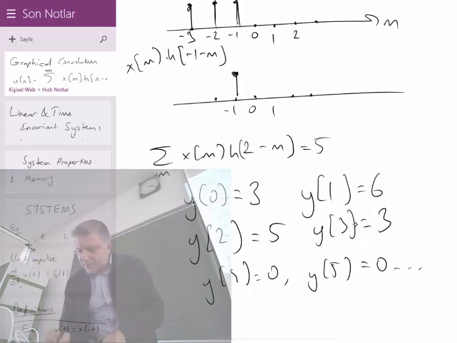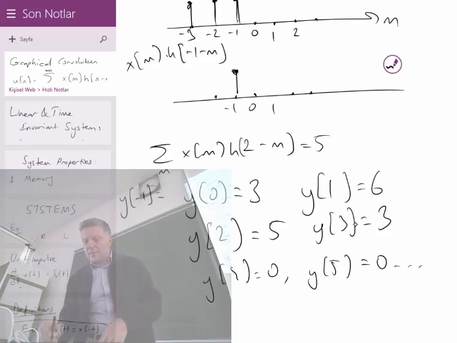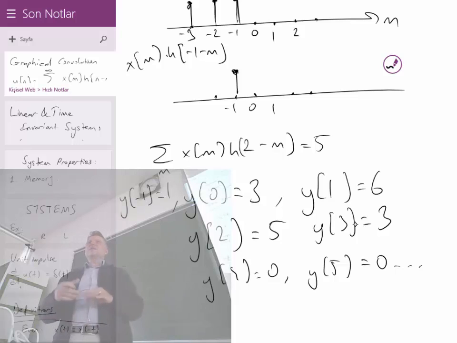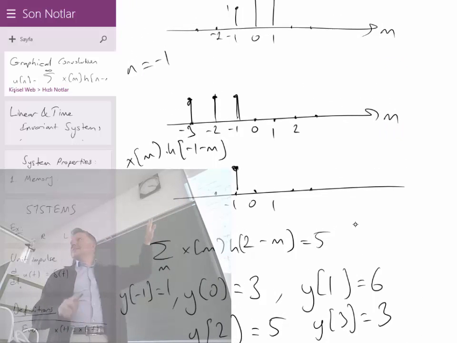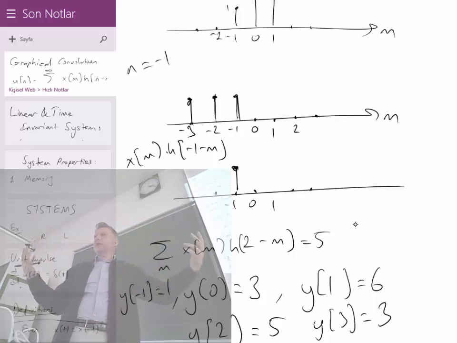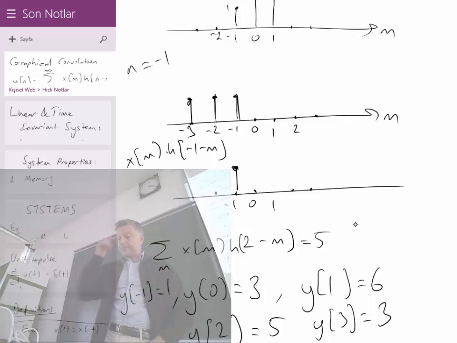So I have to put an extra term here. Y of minus 1 is equal to, what's the summation of all these things? There's only one term, which is 1. So y of minus 1 is 1, y of 0 is 3, y of 1 is 6, y of 2 is 5, y of 3 is 3, and all larger y of n's, starting from 4, are 0. If you further push this thing towards left, it doesn't overlap. It starts not overlapping again. So y of minus 2 is also 0, because they don't overlap, no multiplication. So y of minus 2 is 0, y of minus 3 is 0, etc. It goes on like that.